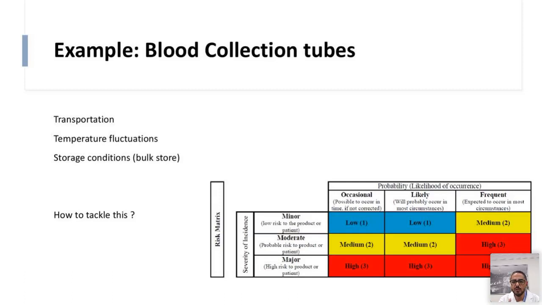And when I talk about uncontrolled variables with blood collection tubes, they are subjected to transportation, temperature fluctuation, and the storage conditions within.